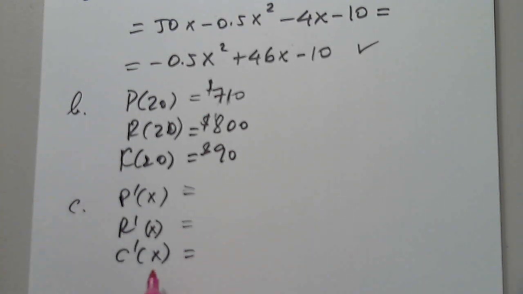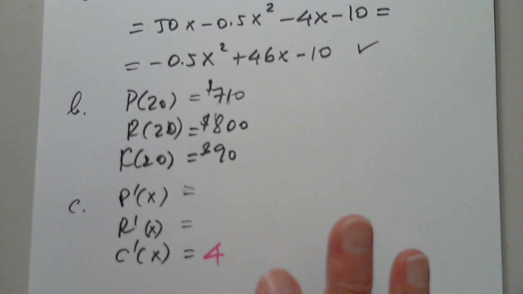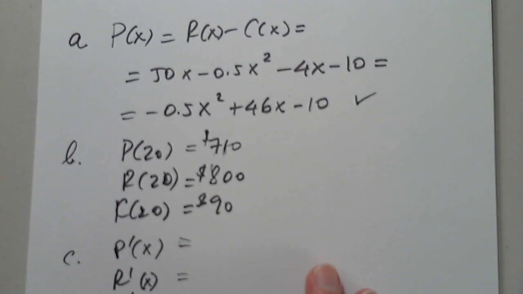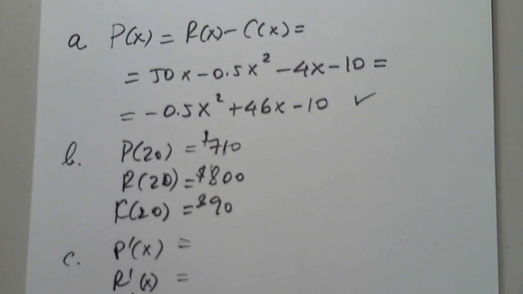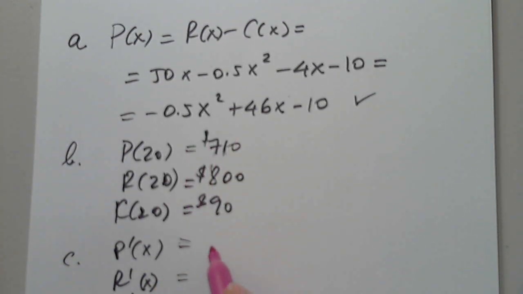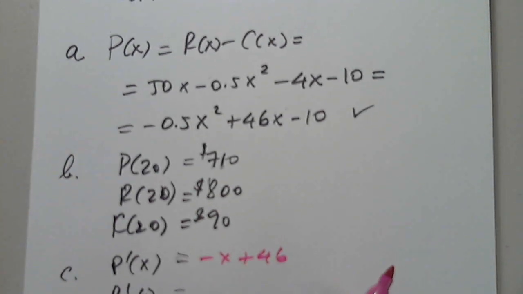Cost is 4. Cost is 4 indeed. Measurement unit. So the profit is negative x plus 46. So you did the profit? Okay, then good. So negative x plus 46. Good. And the revenue?